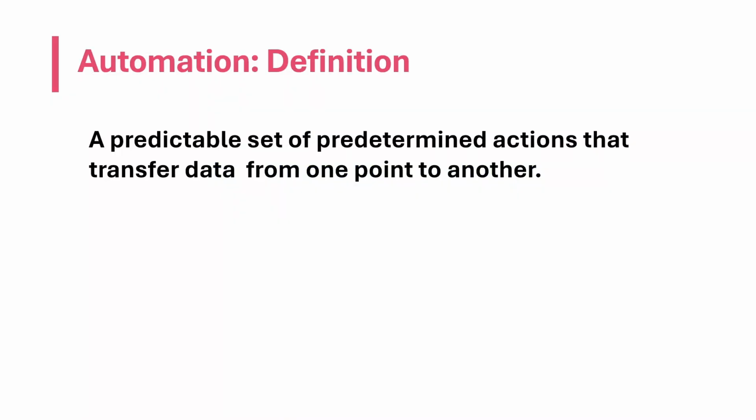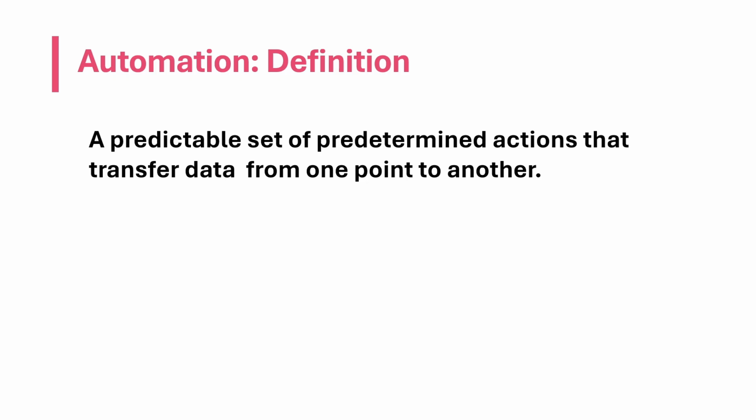Let's see the definition of automation: a predictable set of predetermined actions that transfer data from one point to another. It might contain a lot of terms that you may not understand at first. Basically, it is predictable because it follows a fixed path every single time, and predetermined because you set the rule once and it runs automatically.